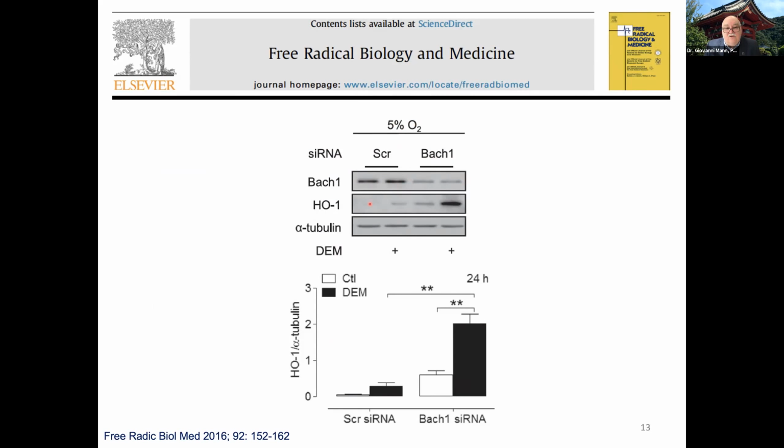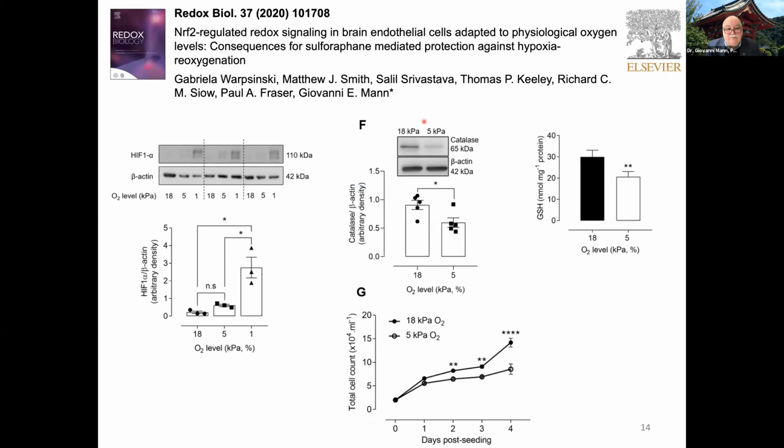Under 5% oxygen, I showed you in the previous slide that the induction of HO1 by an electrophile is minimal, but with BACH1 silenced, we rescue this and we can now see this. In other words, BACH1 is the negative regulator of heme oxygenase, and this protein is upregulated in cells in 5% oxygen. We see the same kind of phenomena in brain microvascular endothelial cells.